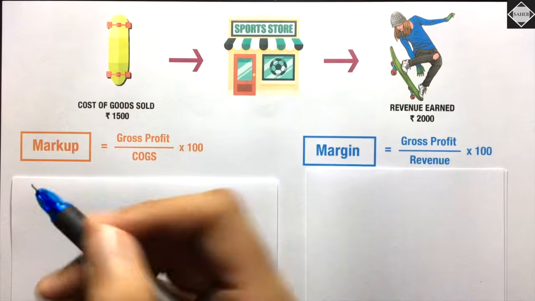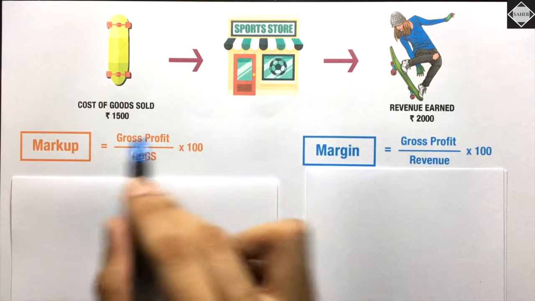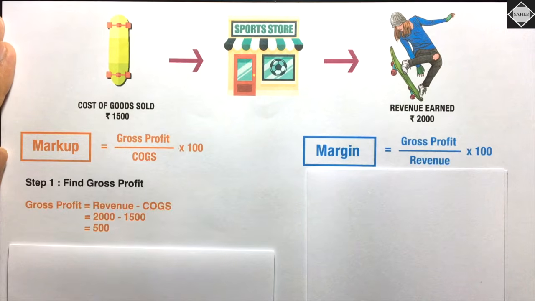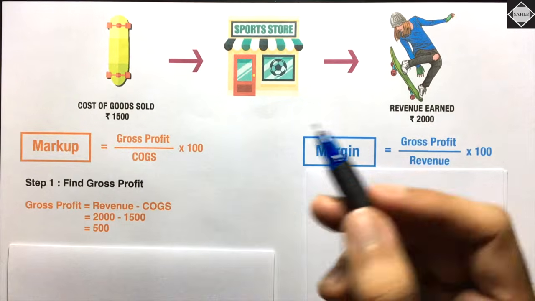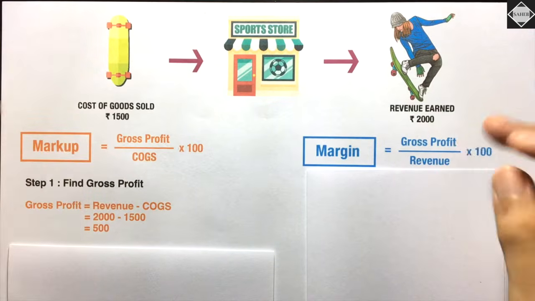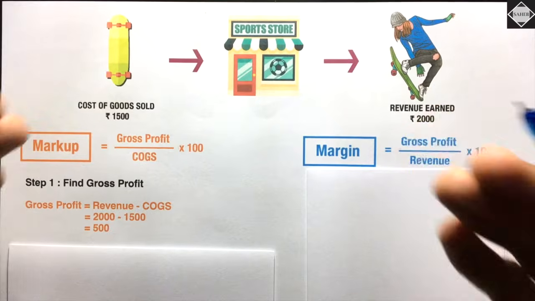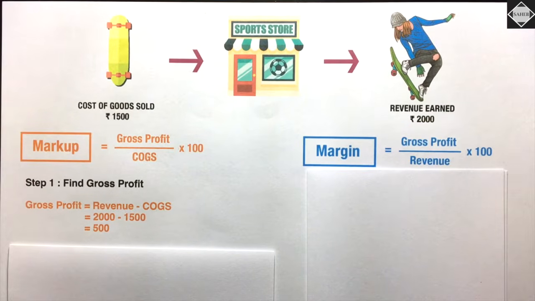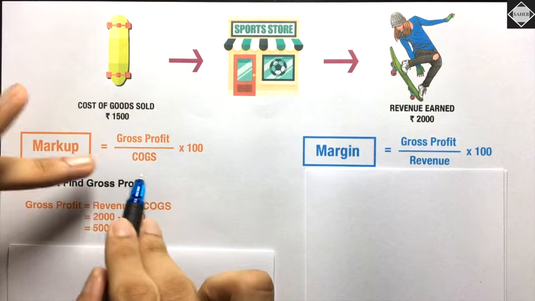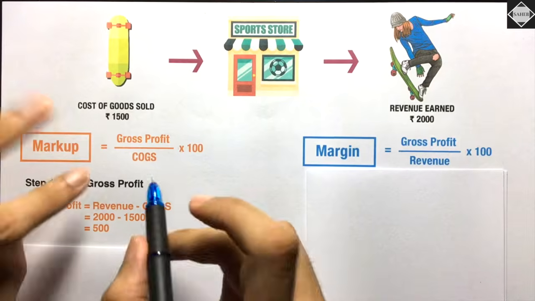The first step for calculation of markup and margin is that you should have all the data. So the first step is to calculate the gross profit, which we just did. Gross profit is revenue minus COGS, 2,000 minus 1,500, that gives you 500, which is your gross profit. Fine. Now use the formula. You already know the formula. In both formulas the numerator is the same, gross profit, because markup and margin are gross profit percentages. So the numerator will always be the same. The denominator would be different. Markup's friend is cost of goods sold, cost. That is why the denominator is cost.